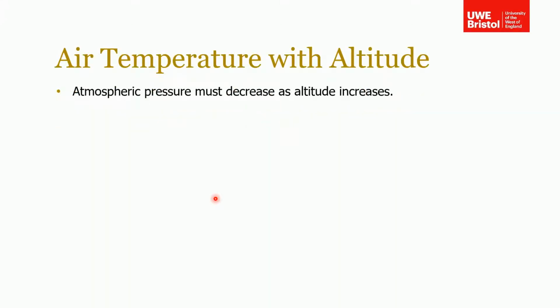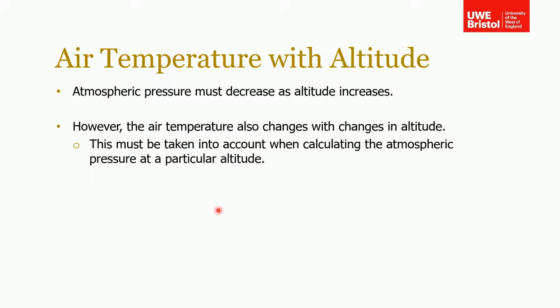So, at the start of the lecture, I showed you that in some parts of the atmosphere, the temperature decreases with altitude, but the atmospheric pressure must always decrease as altitude increases. But the air temperature can change, and sometimes you might have a positive lapse rate, and sometimes you might have a negative lapse rate. And this has to be taken into account when calculating the atmospheric pressure at any particular altitude.